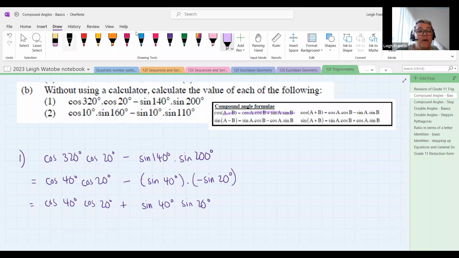Okay, so now doing the reversal of the expansion, I am going to end up with cos 40 minus 20. So this is going to give me a final answer of cos 20. All right, and I cannot do anything else because I'm not allowed to use a calculator. This has not ended up being a special angle, so I would just leave my answer like that.